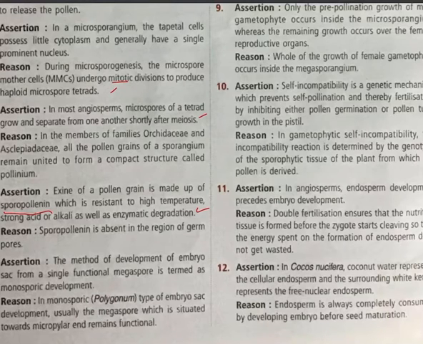Question number 6. Assertion: The method of development of embryo sac from a single functional megaspore is termed as monosporic development. Reason: In monosporic, that is Polygonum type of embryo sac development, usually the megaspore which is situated towards the micropylar end remains functional. I think again the assertion is correct and the reason is wrong. So the answer has to be C.